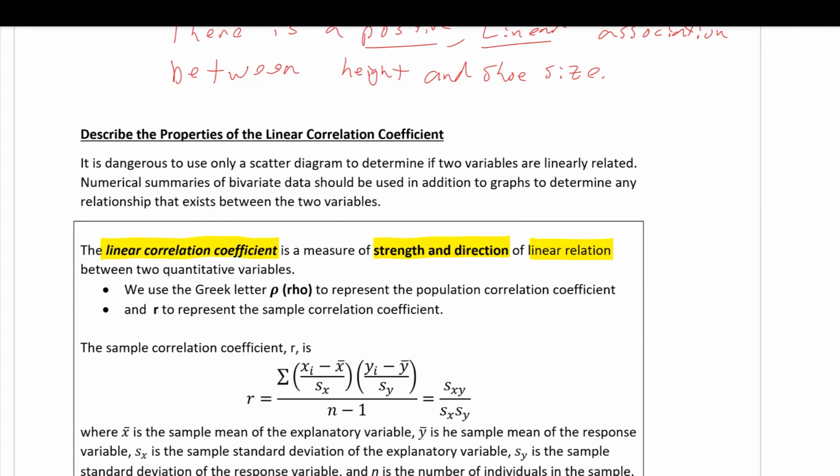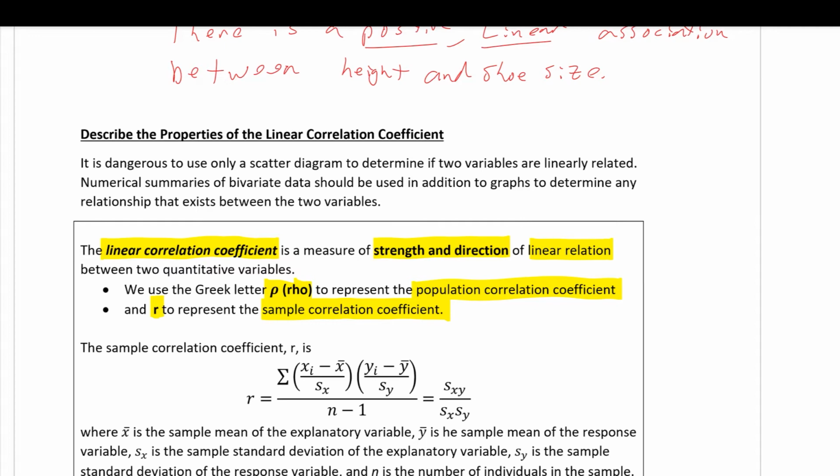So what we have is a population parameter for this correlation coefficient, and we call that rho. We usually use Greek letters to represent population parameters. That's the population correlation coefficient. But since we don't usually have access to population data, we take a sample, and the sample correlation coefficient is just the lowercase r. That Greek letter rho looks like a P, but that's our version of r.